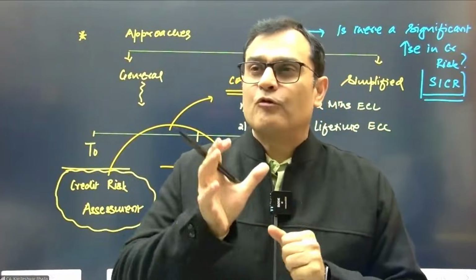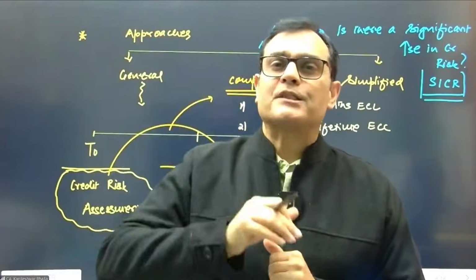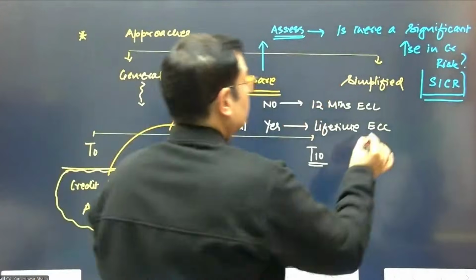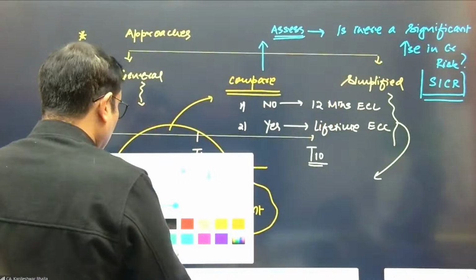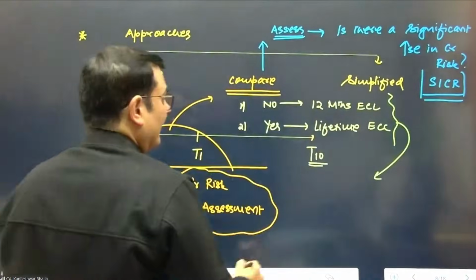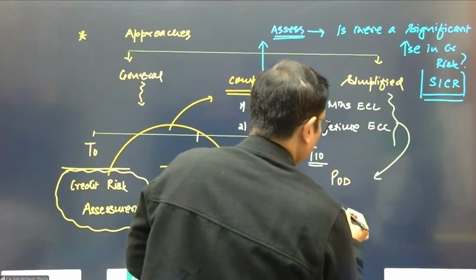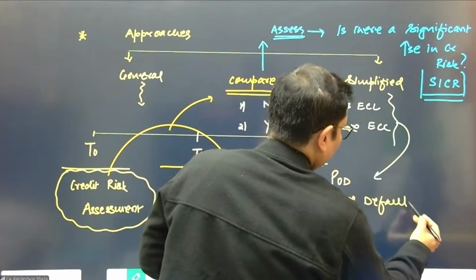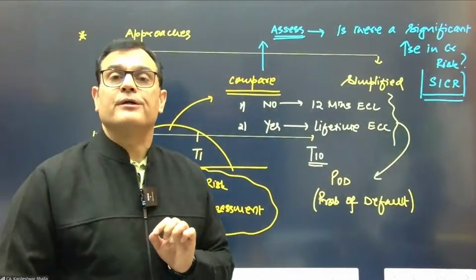And once I'm able to forecast, looking at the conditions which will prevail over the next 9 years, whether it is a 12 months ECL or a lifetime ECL, with the help of this we will be able to calculate what is called POD. That's called the probability of default. So we will be able to zero in and calculate the POD, the probability of default.